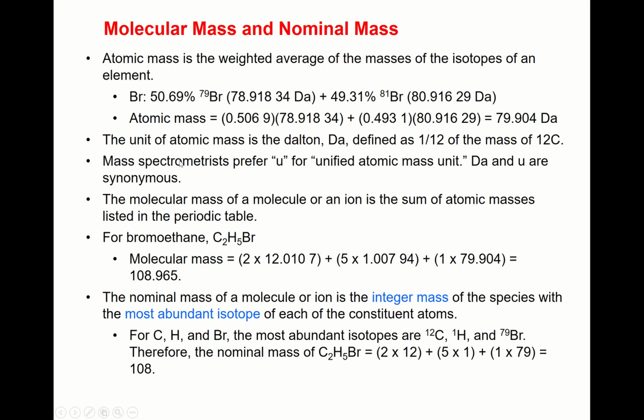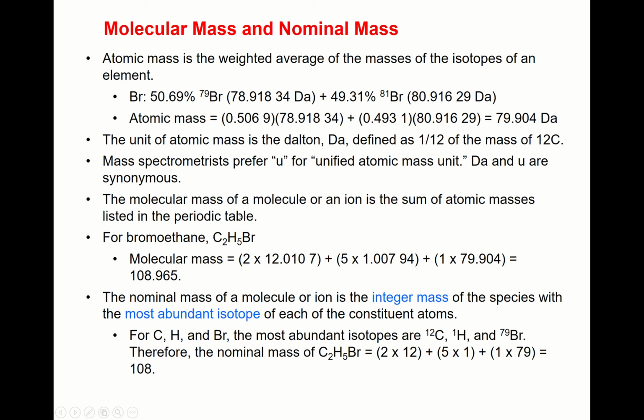Mass spectrometrists prefer U rather than Dalton. U stands for unified atomic mass unit, usually AMU, but in mass spectrometry people prefer U. Da, Dalton, and U are synonymous and can be used interchangeably.